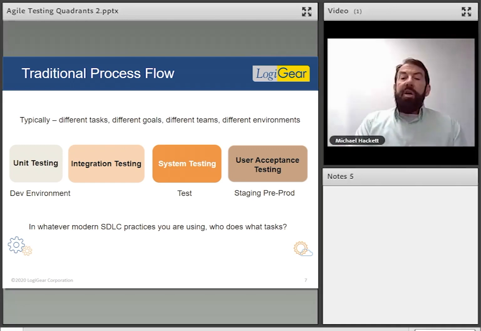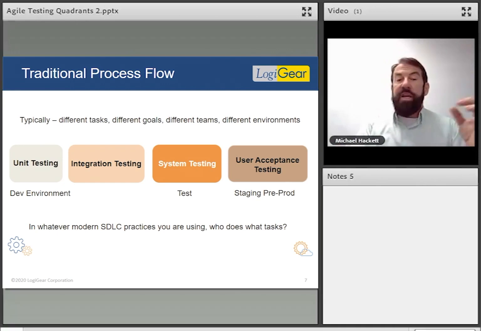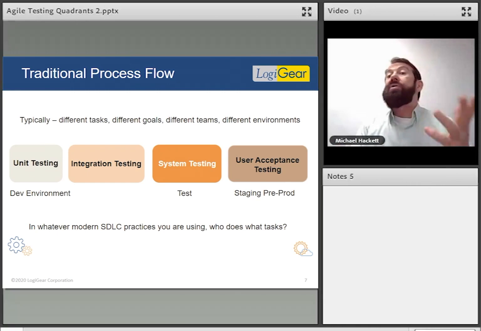So one question I'd pose to you here is, in whatever SDLC you're using now, CI/CD, Kanban, Agile, Scrum, whatever it is you're doing, who does what tasks where? Who does your low-level unit tests? Usually developers, right? When do you do performance testing and who does it? When do you do integration testing and who does it? When do you do system testing? When do you do a test of an end-to-end transaction, and who does it?